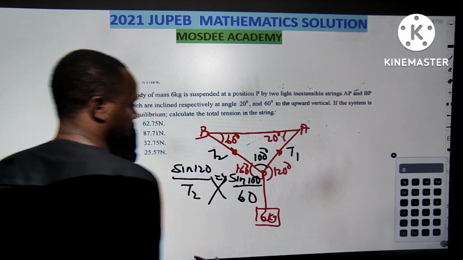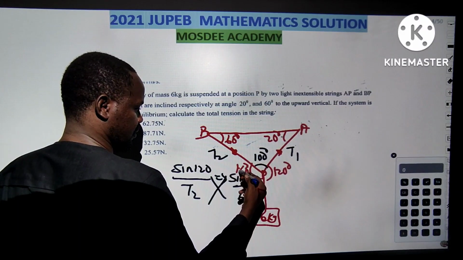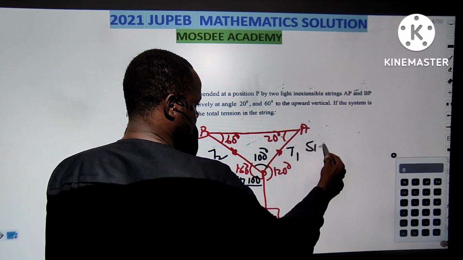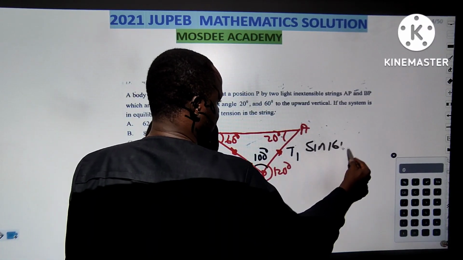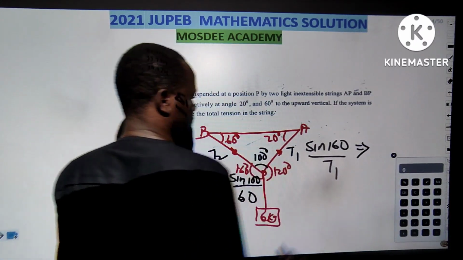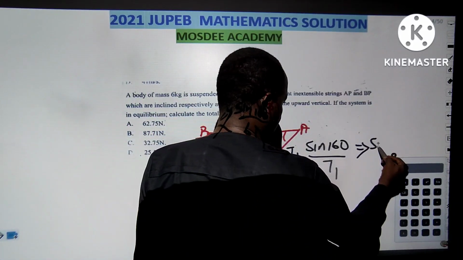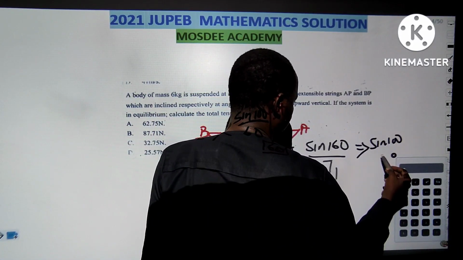Then you're going to do the same thing for T1. So you want to get T1. T1 is this guy: T1 over sine 160 is equal to, then you complete this one also, 60 over sine 100.